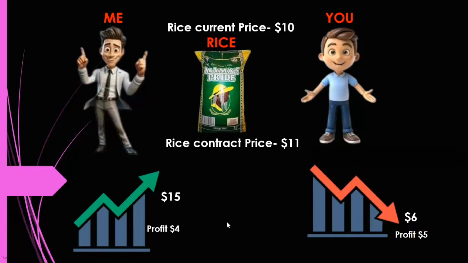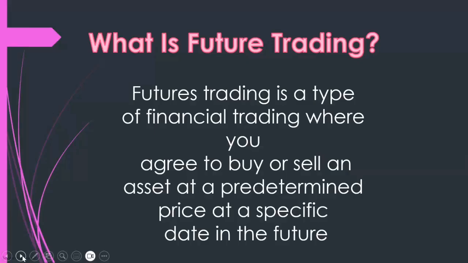So that is futures trading. From that explanation, let us see what futures trading is all about. Futures trading is a type of financial trading where you agree to buy or sell an asset. Remember, a cryptocurrency is an asset. Please take note of that. Don't worry, as time goes on, I'm going to explain why I said cryptocurrency is an asset. You agree to buy or sell at a predetermined price at a specific date in the future, exactly what I explained to you.